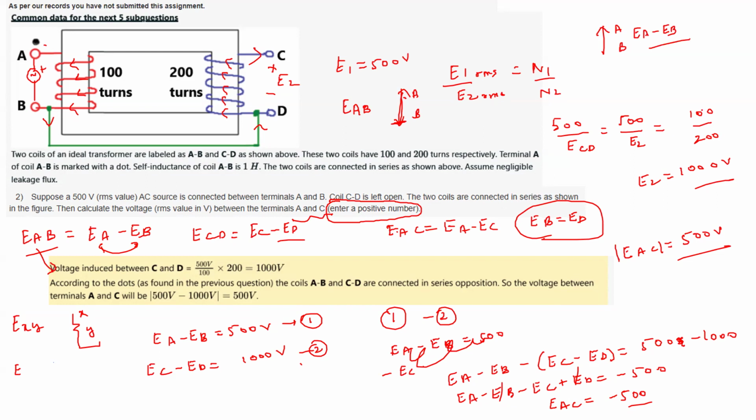Just check the book. You can see Bhimra also, or maybe any standard books. They will generally write the potential difference like this only.